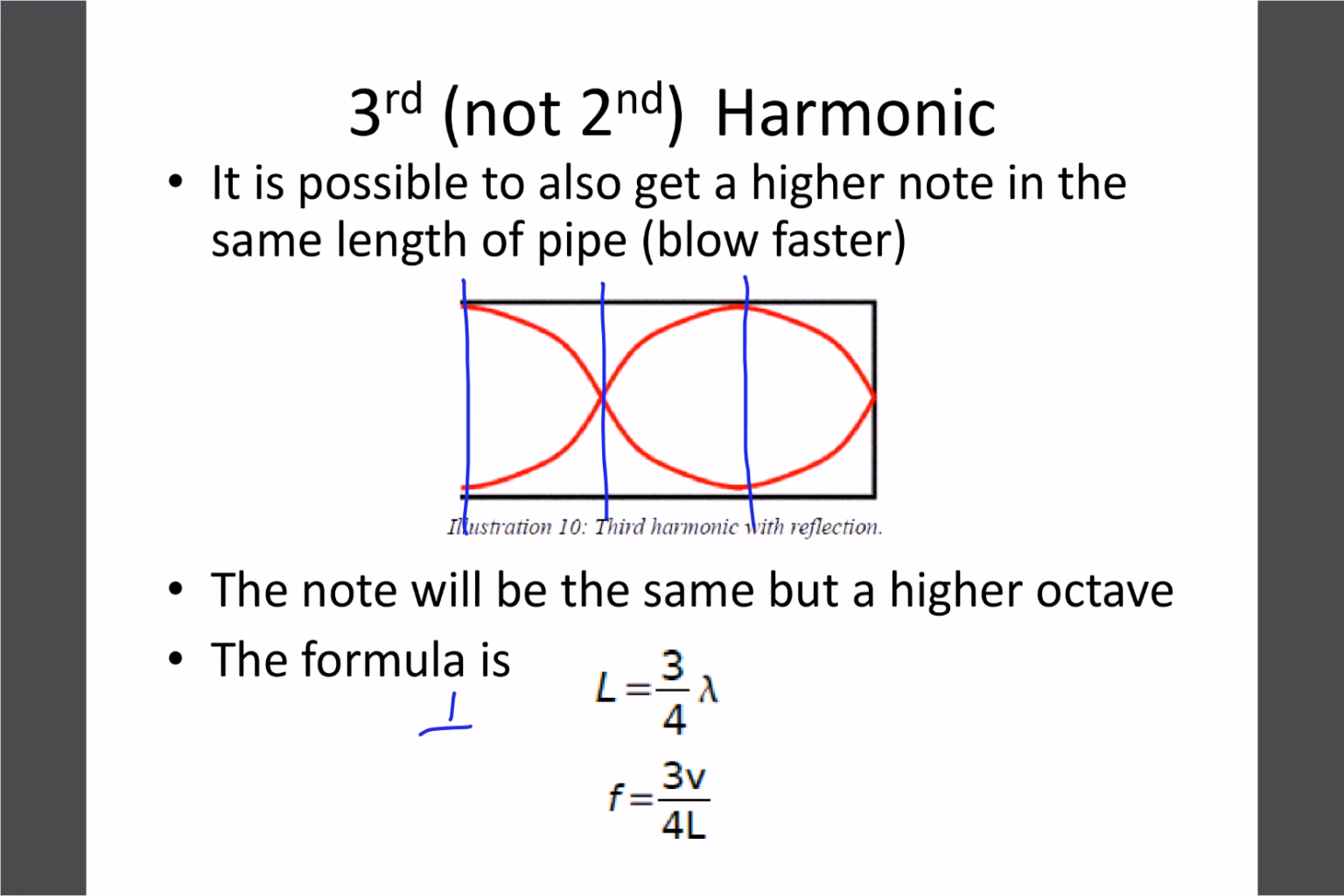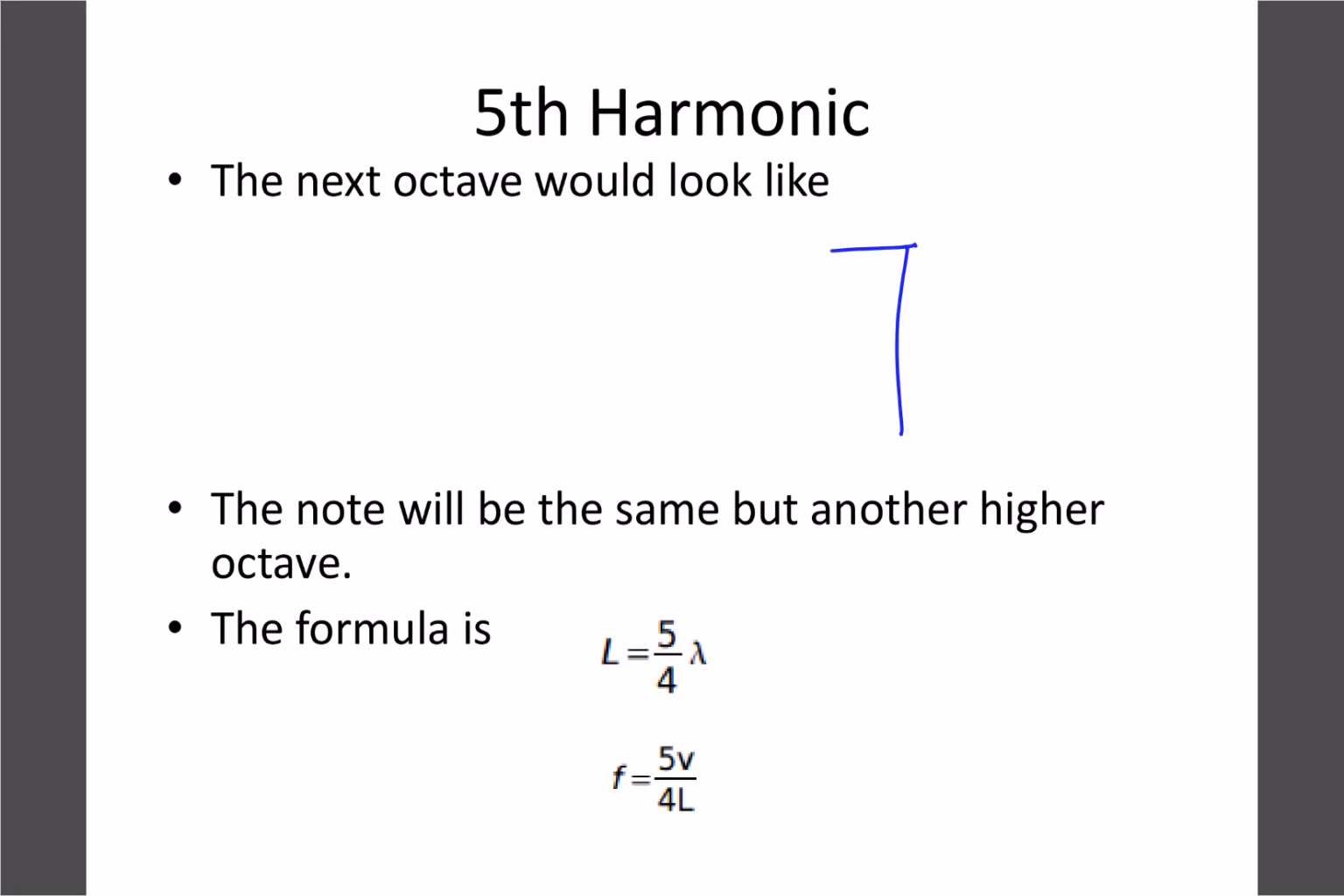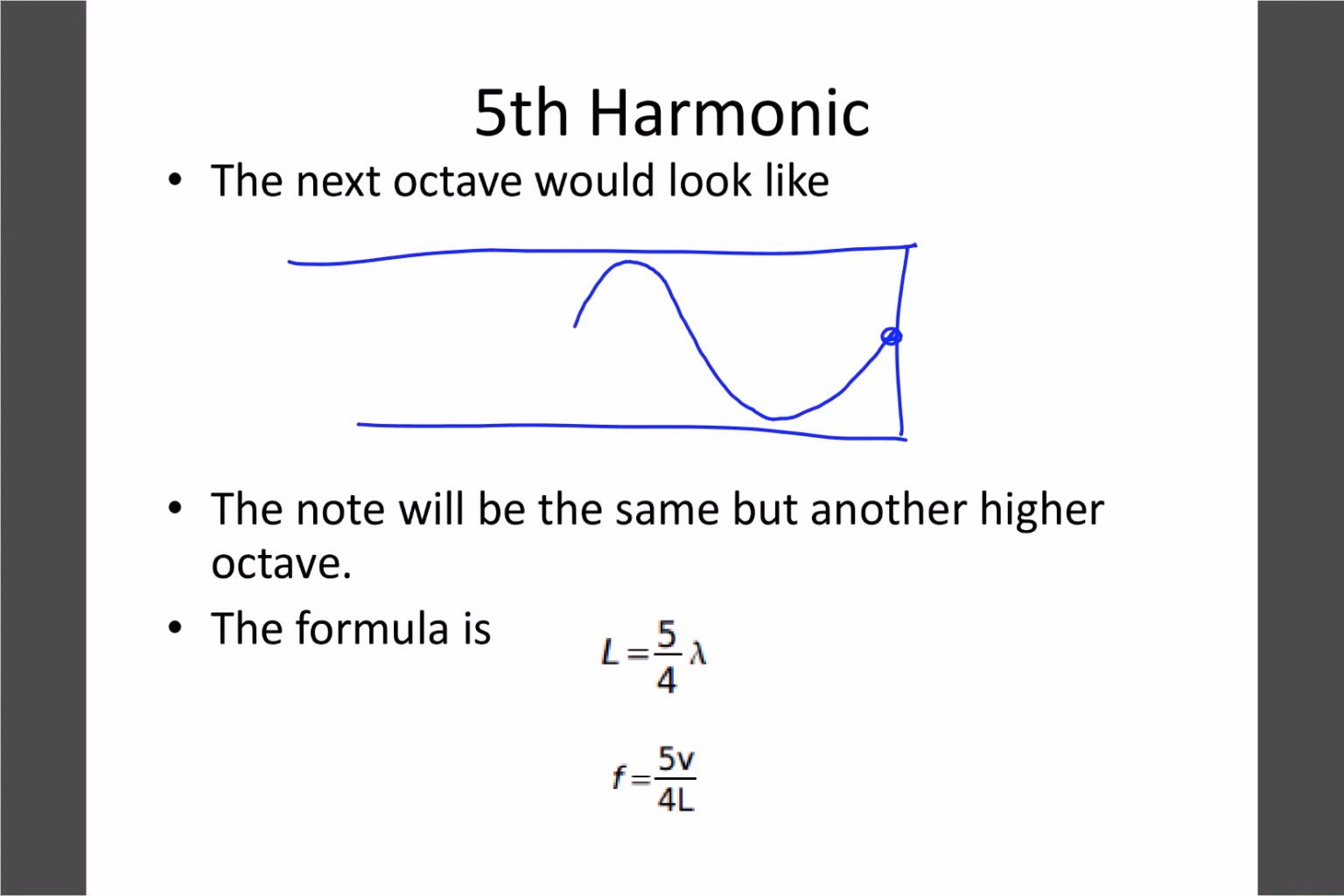So our first one was 1/4 wavelength, or 1V over 4L. So now our third harmonic becomes 3/4 wavelengths, or 3V over 4L. And the fifth would be the same. So let me kind of sketch out a fifth. So we'd have our node here, and so there would be our 3/4, and there's our 5/4. You can see we've got, those are in halves.